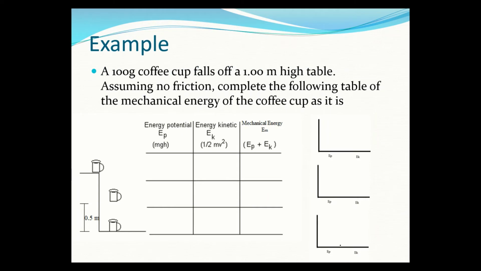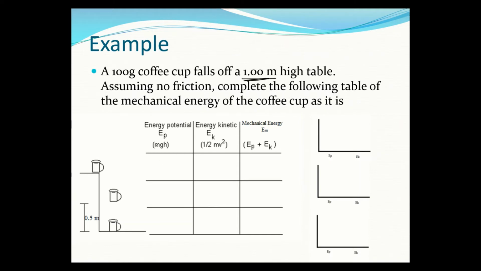So here we have a 100-gram coffee cup, and it falls off a 1-meter high table. Assuming no friction, complete the following table of mechanical energy. Okay, so here's the coffee cup up here, and it's on top of a 1-meter tall table.